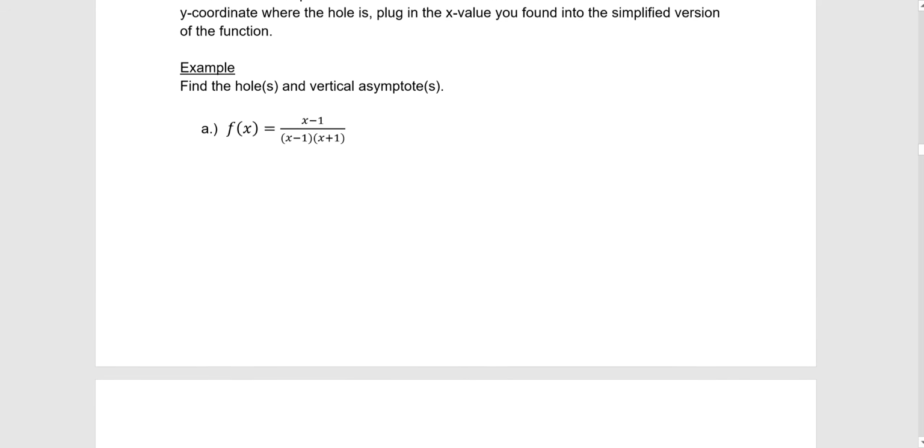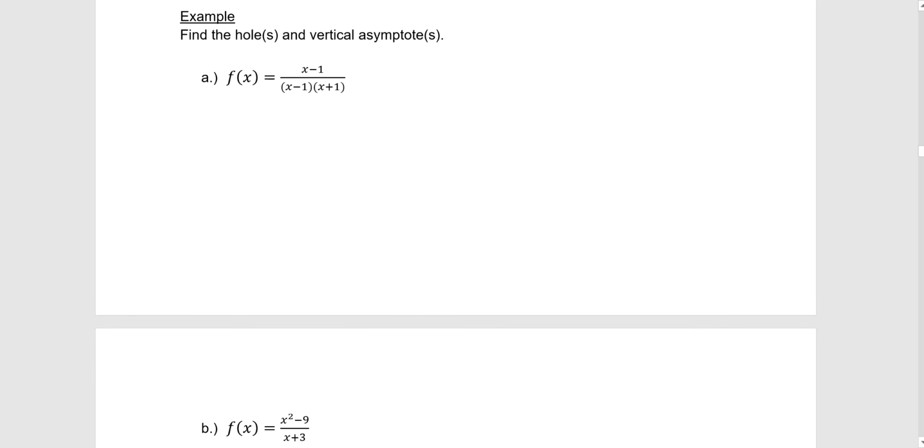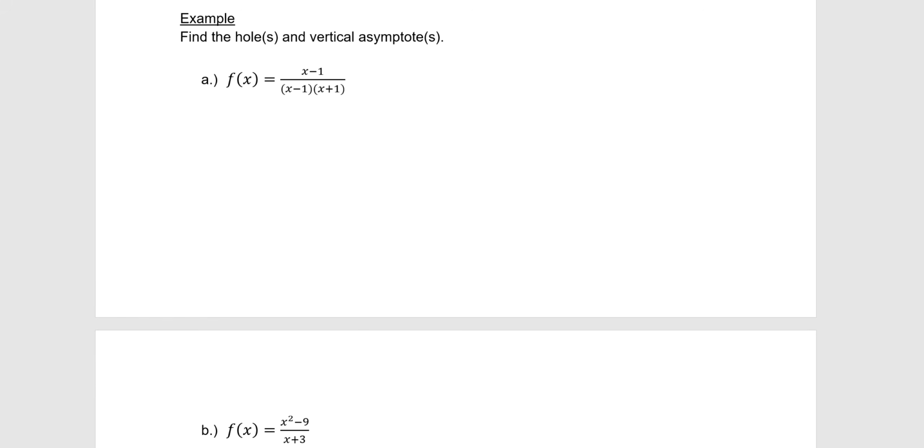Okay, so let's do these examples. Let's find the holes and the vertical asymptotes. So we have f of x is x minus 1 over x minus 1 times x plus 1. This is already factored in the denominator, so we can go ahead and cancel that common factor of x minus 1 in the numerator and denominator, and that leaves us with 1 over x plus 1.